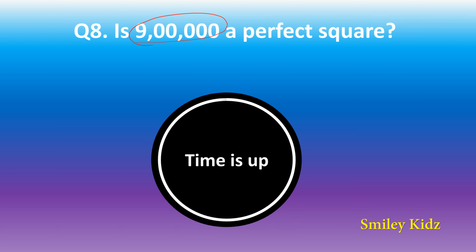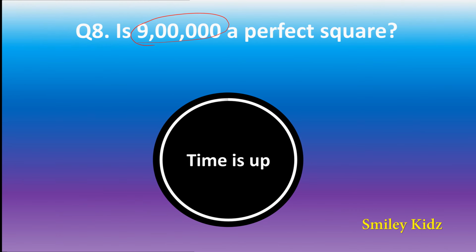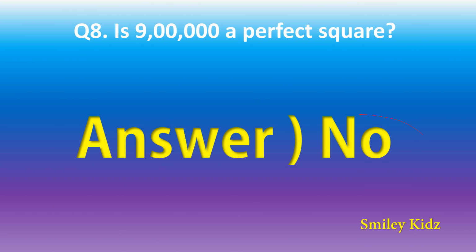Your time is up. And the right answer is no. 9 lakh is not a perfect square. Why is it not? Because at the end we are having 5 zeros. 5 is an odd number. When we are having odd number of zeros, that number cannot be a perfect square.